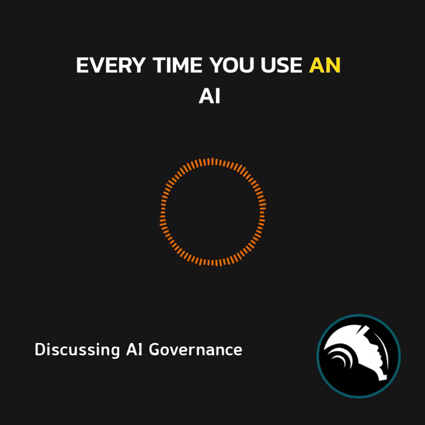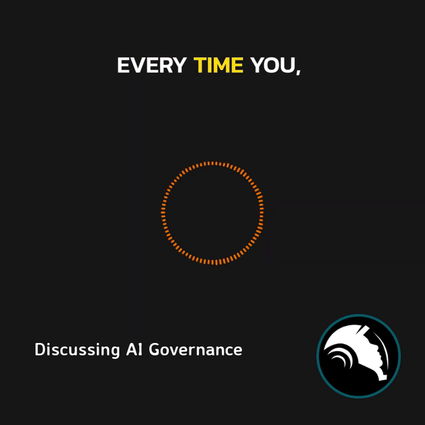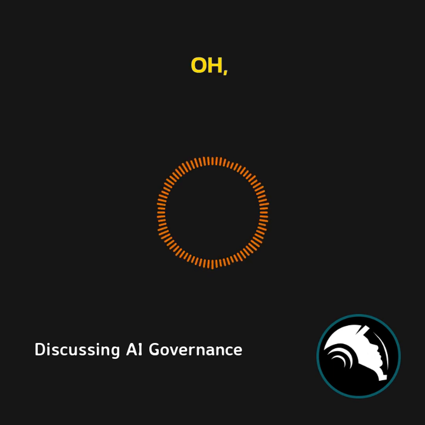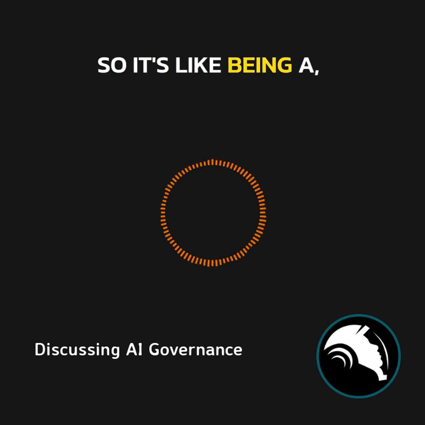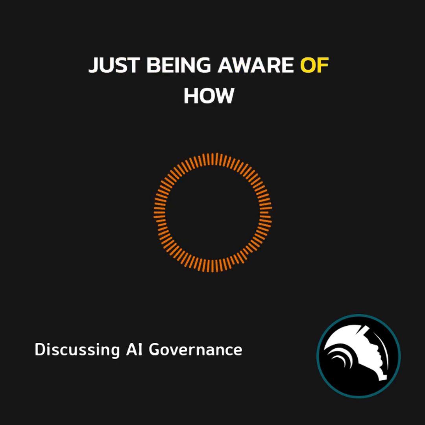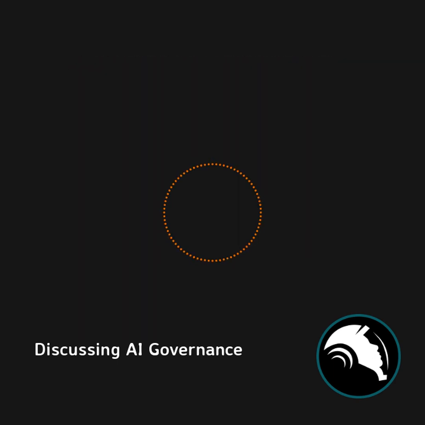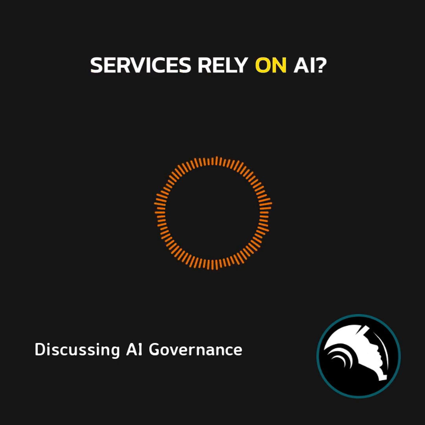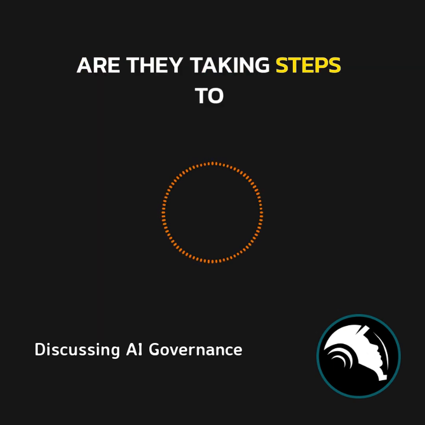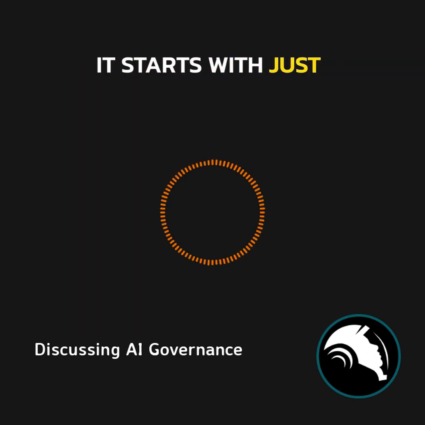Every time you use an AI-powered tool, every time you click on a recommendation, you're casting a vote for the kind of AI you want to see in the world. So it's like being a conscious consumer, but for AI. Exactly. So start by just being aware of how AI is being used in your own life. What products and services rely on AI? Are they transparent about how they're using your data? Are they taking steps to mitigate bias? So it starts with asking questions and doing a little research. Exactly. Okay, that seems doable.